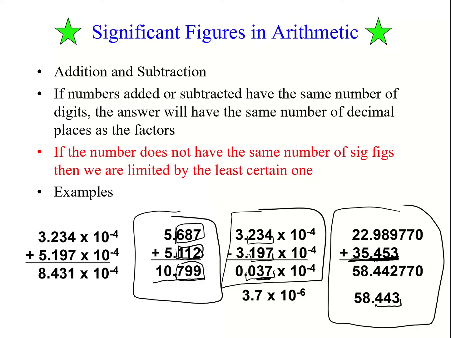Therefore, the answer is 0.037 times 10 to the negative 4th. And remember, when you subtract or add numbers with exponents, you need to express all numbers with the same exponent and align all numbers with respect to the decimal point. We can put this number into scientific notation, and in this case it's going to be 3.7 times 10 to the negative 6.